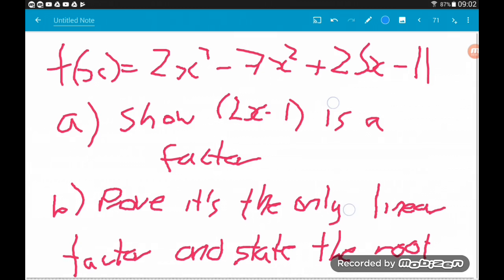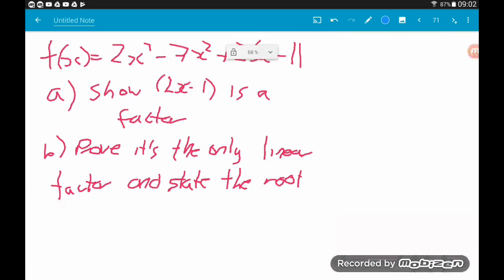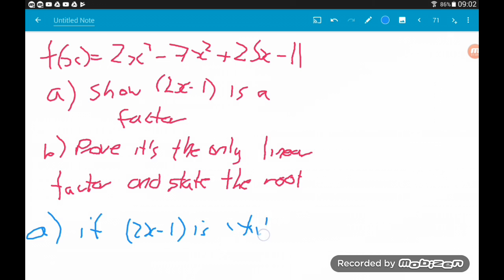Okay, so for part A then, if 2x minus 1 is a factor, then f of 1/2 will equal 0. So we need to find f of 1/2.